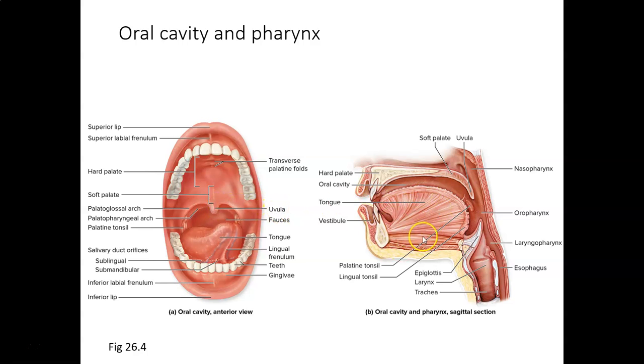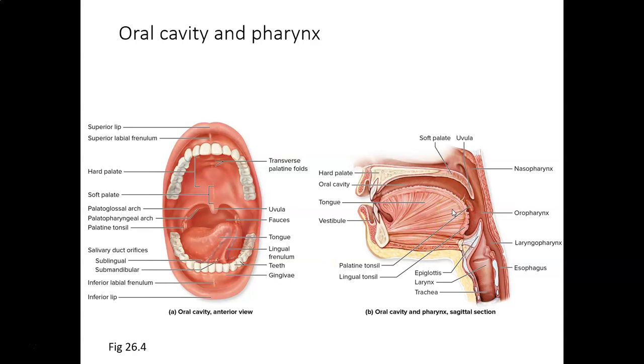If you look at the side view, the sagittal section, you see the hard palate here, supported by a bone, the palatine bone. Then you have the soft palate here, with no bone inside, and the uvula is the very end of it. Then you have the tongue here, the teeth, and gingiva is the term for the gum. You need to get familiar with that too.